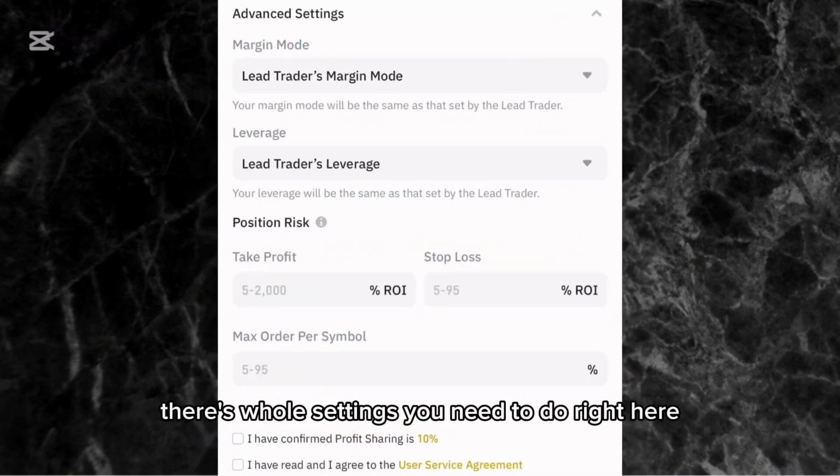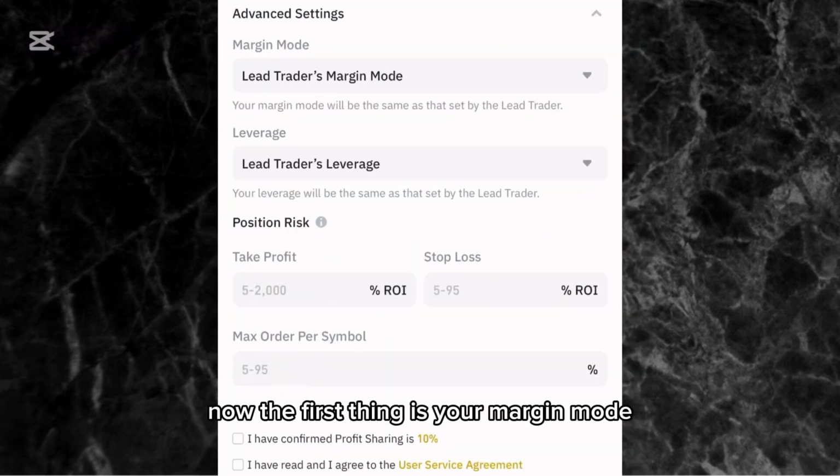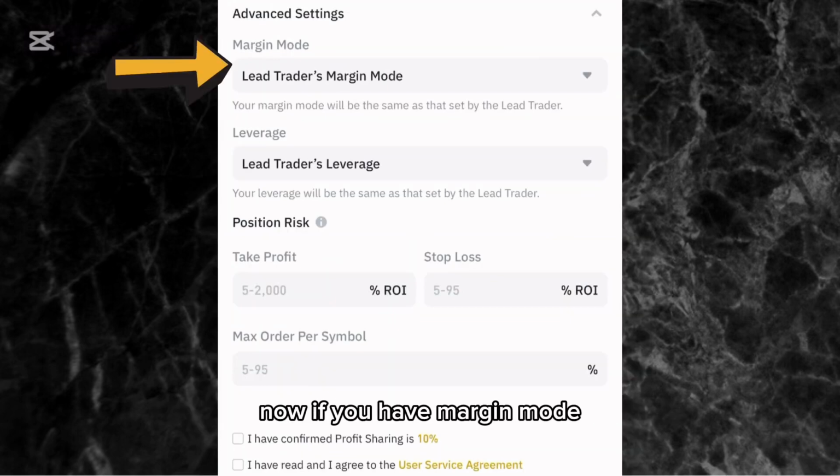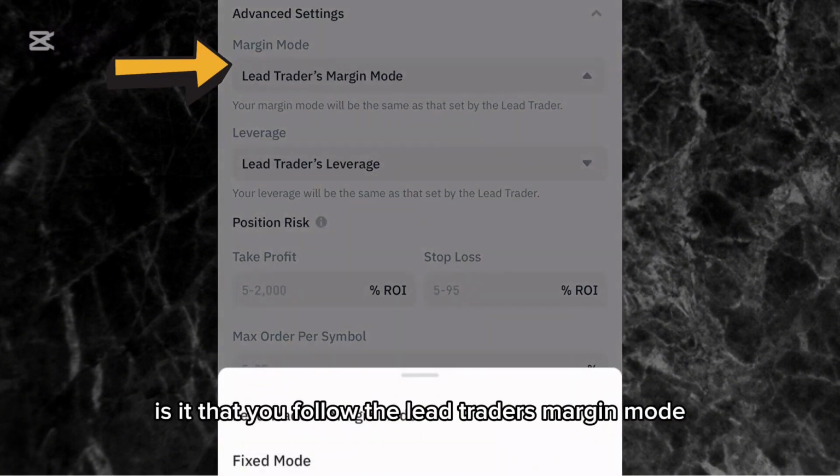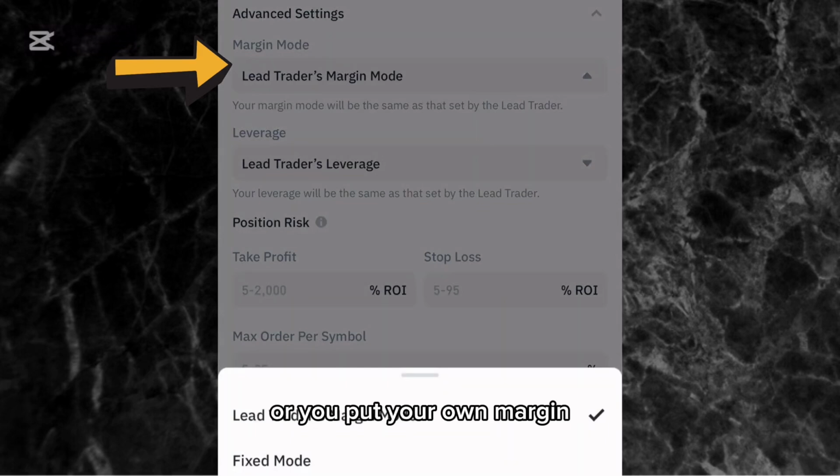There are some settings you need to do right here. Now, the first thing is your margin mode. If you can see where you have margin mode, you click on this drop down arrow, you have two options. Either you follow the lead trader's margin mode or you put your own margin mode, which is fixed mode.